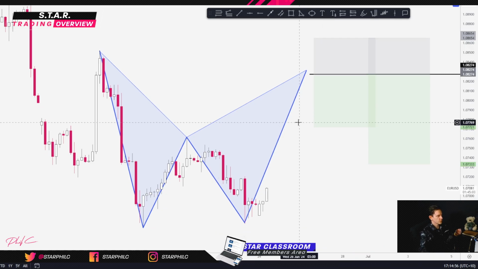This is the potential trade idea for the Euro Dollar on the 4-hour time frame. This looks to be a really good trade opportunity that I am eyeing off here for the Euro Dollar.